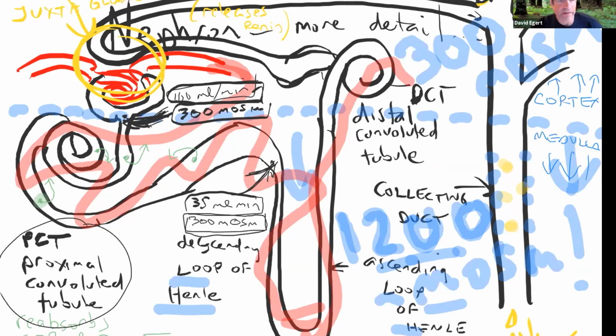So by the end of the PCT, we have reabsorbed about 65% of the volume and a bunch of solutes, and the osmolarity is still about the same. I should say, for completeness, the PCT, while it's primarily a place of reabsorption, also does some secretion as well. So reabsorption and some secretion. The loop of Henle is where things get kind of complicated.